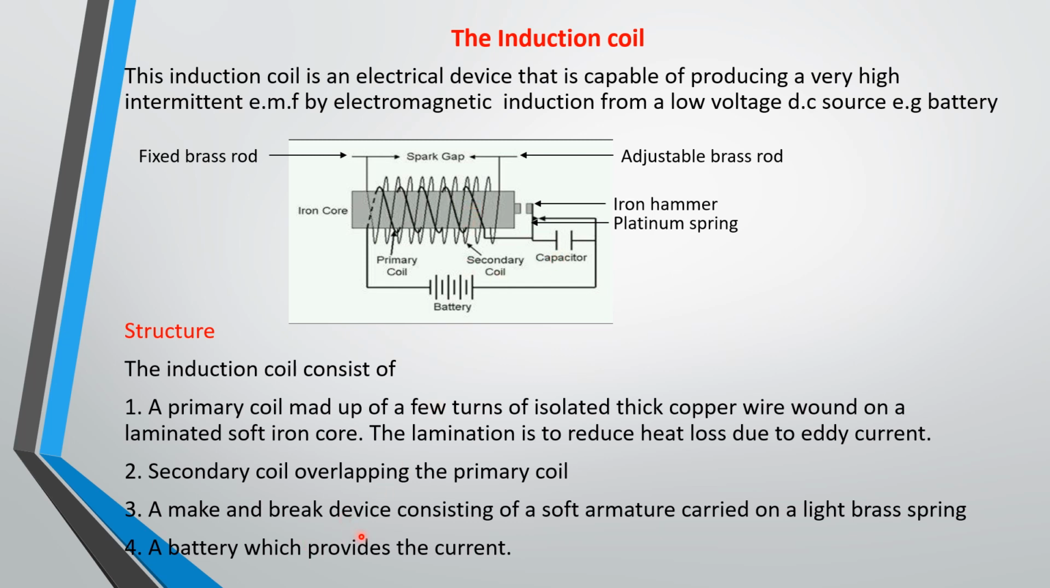Then you have a make and break system. This is the make and break system. Okay, so this is an iron hammer that when this iron core is magnetized, it attracts this, because this is a spring. It attracts, and then there's a make contact. Then once it is magnetized and the attraction is open, the magnetism disappears and all that. Okay, so this is a battery which provides the current that is needed. Then you also have a capacitor. So all these parts of the ignition coil have their different functions, or the induction coil. All right, so this is the structure, and what is the working principle?